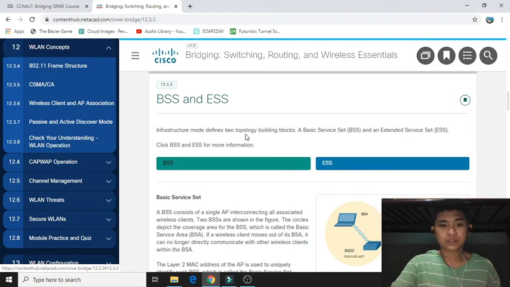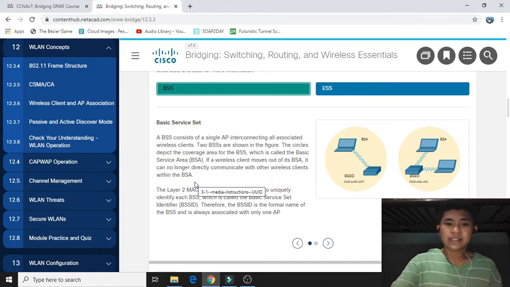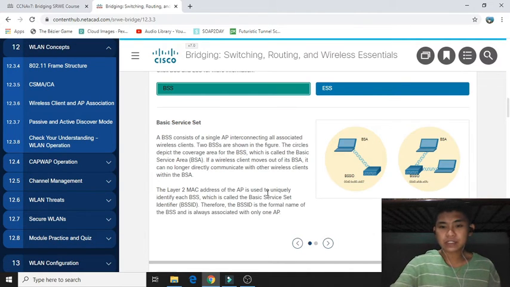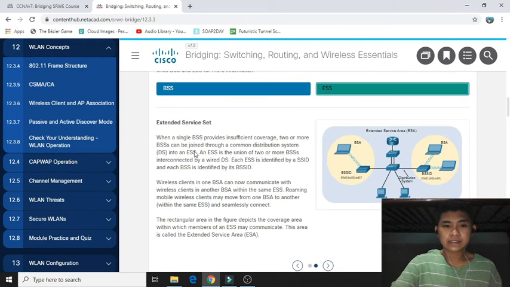Next is the BSS and ESS. Infrastructure mode defines two topology building blocks, a basic service set, or BSS, and an extended service set, or ESS. A BSS consists of a single AP interconnecting all associated wireless clients. Two BSSs are shown in the figure. An ESS is used when a single BSS provides insufficient coverage. Two or more BSSs can be joined through a common distribution system into an ESS. You can see here the ESS.